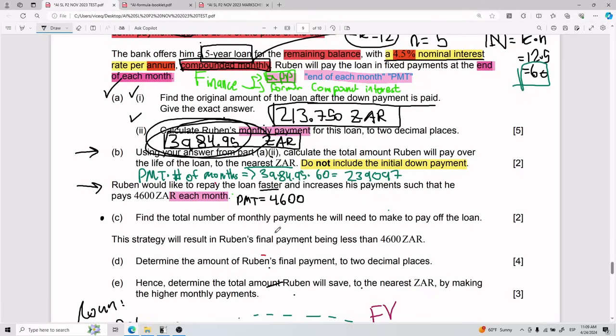And so here, in a much more complicated way, the IB tells you, all right, our good old friend Ruben wants to pay his loan faster. How would this affect the amount of time or the amount of monthly payments? And so the total number of monthly payments would have to be big N. That's also the other thing we have to identify. We don't know what big N is anymore. Big N is now going to be our X. This is what we need to solve for.